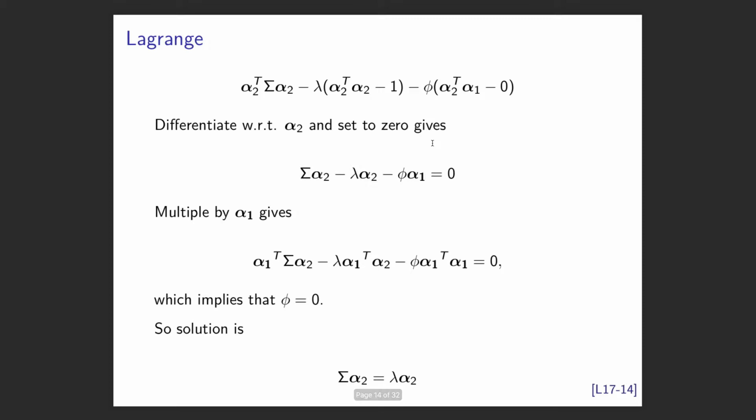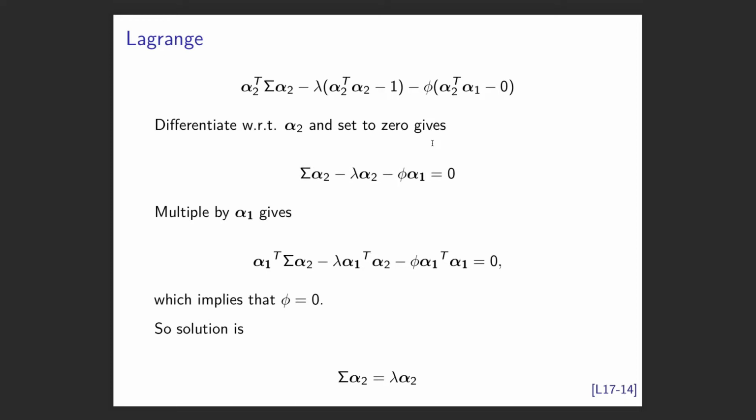So here's my Lagrange now. I have two constraints. First of all, I have my heuristic, which is alpha 2 transpose sigma alpha 2. That's what I want to maximize. But the first constraint is it has to be normalized, so I'm going to take off lambda. Now I know I keep using lambda, lambda, and lambda. They're different lambdas. It's subtle. I shouldn't have written all the subscripts in white, and now I realize my foolish mistake. But it's just a placeholder.